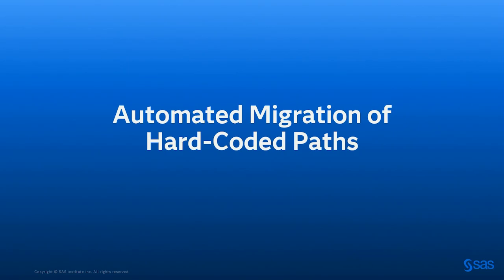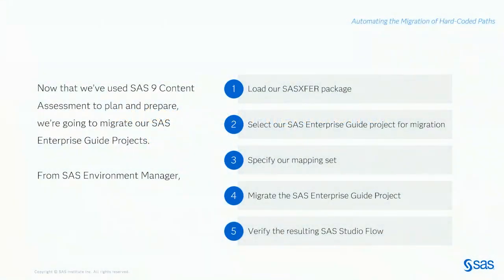So what we're going to do today is load that Xfer package. That's where our map is. We're going to load that. We're going to select our Enterprise Guide project to migrate. We're going to specify our mapping set. We're going to migrate the Enterprise Guide project. And we're going to open it in SAS Studio and see if it got fixed or not.